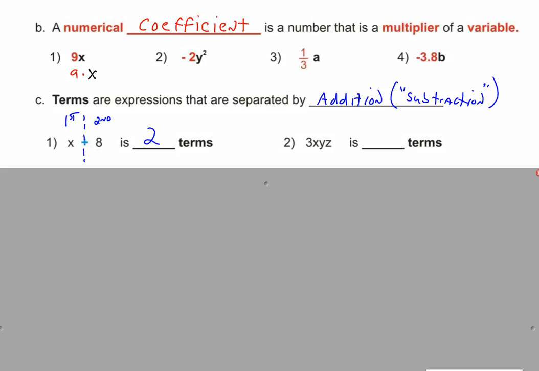So somebody tell me what this means, number 2. What is it telling you to do here? Matthew? 3 times x times y times z. Exactly. 3 times x times y times z. So how many terms are there, class? 4. Agree? How many say 4?